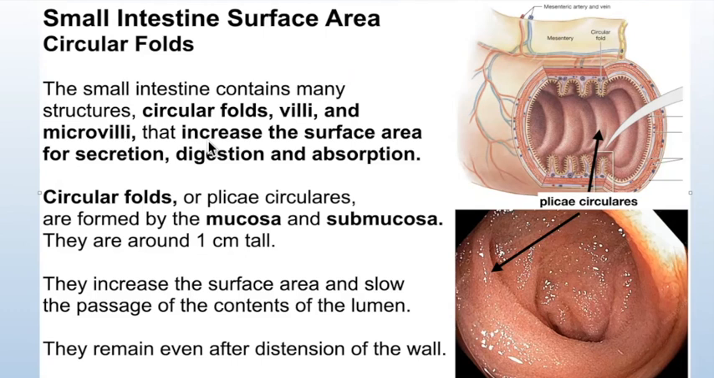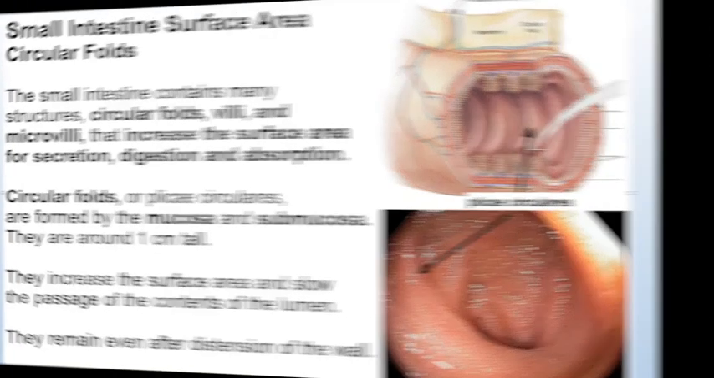They are around 1 centimeter tall, so they're visible to the naked eye. They increase the surface area and also slow the passage of the contents of the lumen. They remain even after distension of the wall of the small intestine, so they're a little different than gastric rugae.